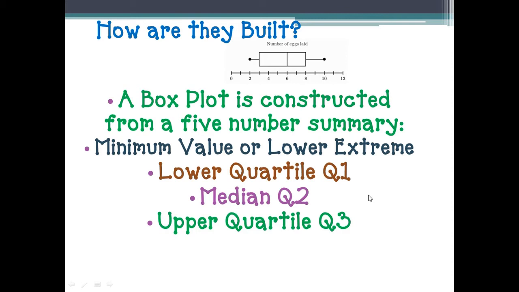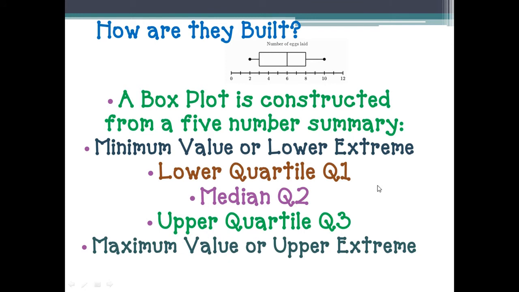The next number we need is called the upper quartile. We'll explore how to find this later, but it's also shown to you on the box plot at the top of the screen. And the fifth value, remember it's a 5-number summary, is called the maximum value or the upper extreme. Maximum is another word for highest. So we need these 5 numbers.